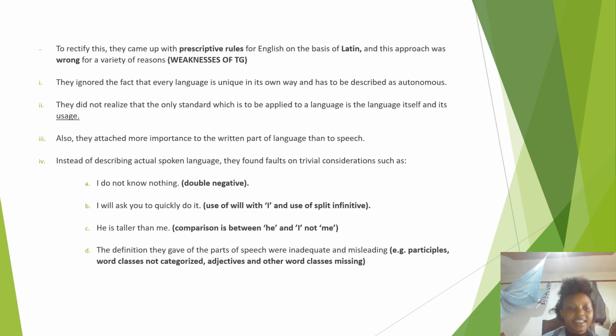To rectify this, they came up with prescriptive rules for English on the basis of Latin, and this approach was wrong for a variety of reasons, which are defined as the weaknesses of traditional grammar, and they include the following. First, they ignored the fact that every language is unique in its own way and has to be described as autonomous. The second weakness is that they did not realize that the only standard which is to be applied to a language is the language itself and its usage.